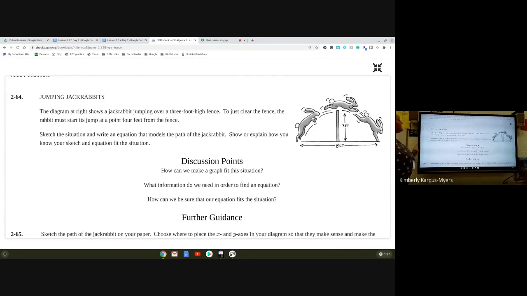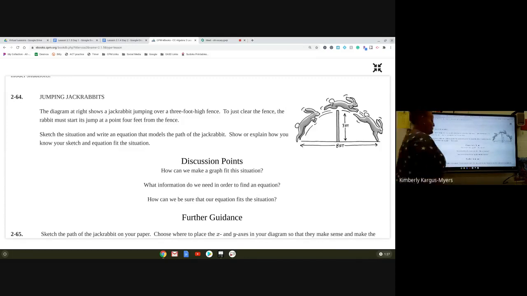It says the diagram at the right shows a jackrabbit jumping over a 3-foot fence. To just clear the fence, the rabbit must start its jump at a point 4 feet from the fence. Sketch the situation and write an equation that models the path of the jackrabbit. Show or explain how you know your sketch and equation fit the situation.